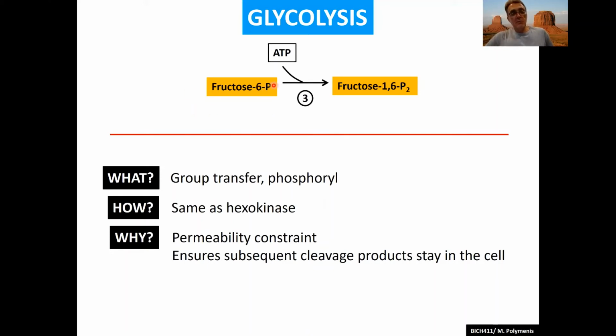And the part that has the phosphate on, carbons 4, 5, and 6, will stay in the cell. But the other part, 1, 2, and 3, will not be phosphorylated if fructose 6-phosphate is clipped in the middle. And you want that too to stay inside the cell. It's valuable. So the permeability block ensures that both cleavage products will stay in the cell. So that's why we need to phosphorylate the other end as well.